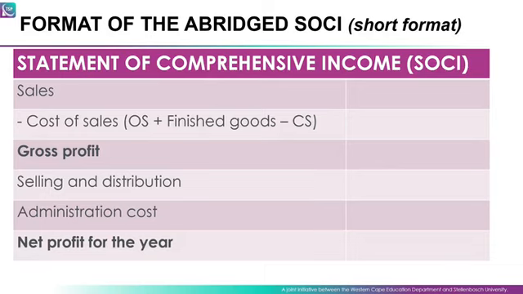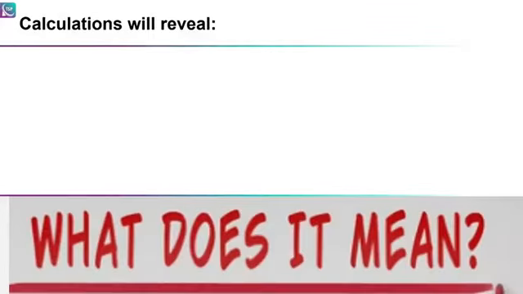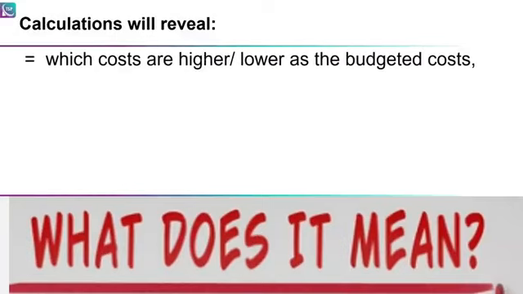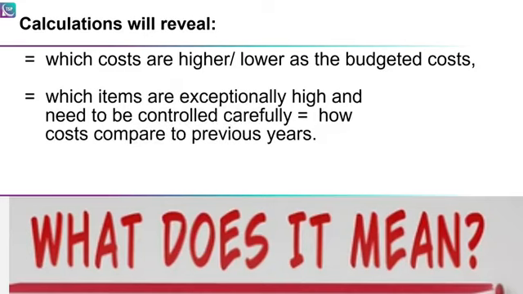That cost of sales is linked to finished goods, right? So what does the calculations mean? You would do the calculations and you will look at the costs that are either higher or lower than budgeted costs. Doesn't it remind you of budgeting, right? And then you will also look at those items that are exceptionally high, okay, and that need to be controlled. And we're specifically talking about expenses here, okay, and how the costs will compare to previous years. That is what the calculations will reveal.